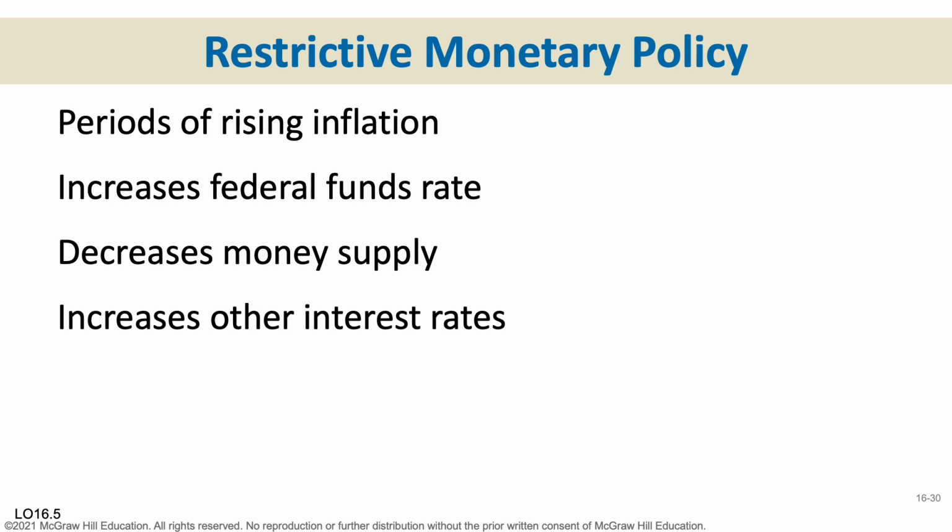That will increase the federal funds rate as it decreases the money supply. So that increases interest rates, decreases investment, decreases aggregate demand. The goal is not to decrease GDP, but it probably will, some. But it will decrease inflation, pull that price level down.